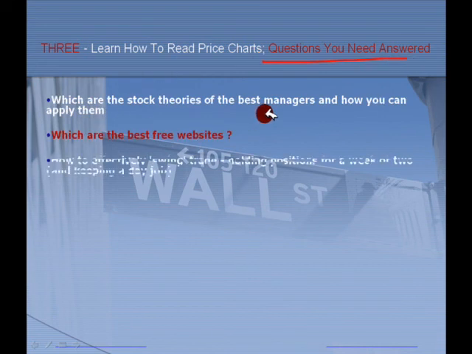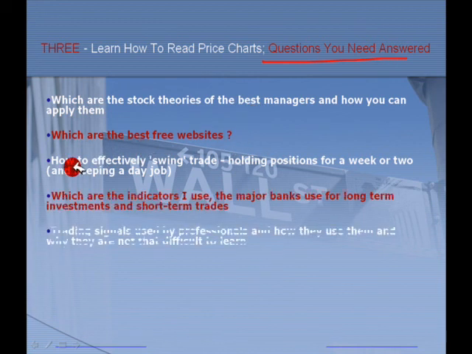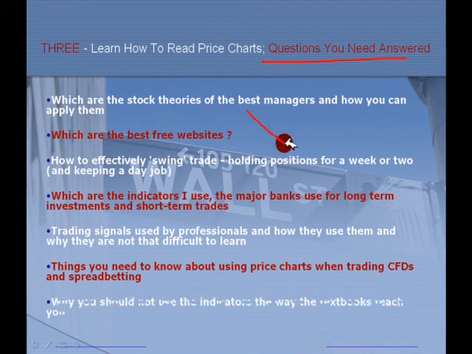What are the kind of questions we need answered if we're going to do this? Well, what are the stock theories best managers use when they're looking at charts? How do they apply them? Which are the free websites? How can we effectively swing trade? Looking at these charts over, say, a week or a 2-week period, how do we interpret them there? Which are the indicators I use? I showed the MACD, but also which major banks use, and how do they use them? What are the trading signals that professionals use? And what about when we're using CFDs and spread betting? Because of course then we're looking to profit from falling prices as well.